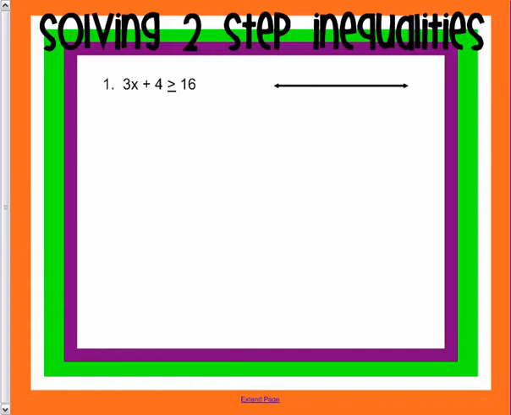All right, guys, so we've already done the basics of inequalities. Now we're talking about solving two-step inequalities. And this is our 8th lesson, so L8. Okay, make sure you have your title written down.